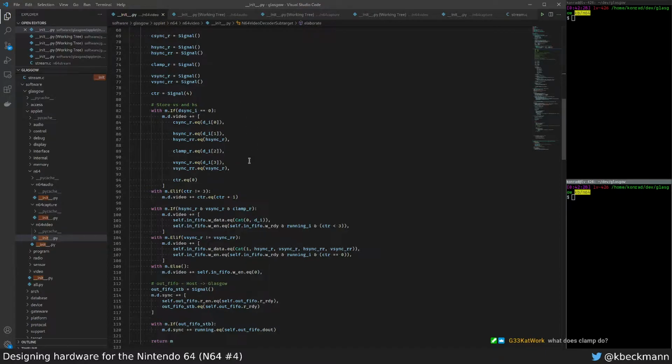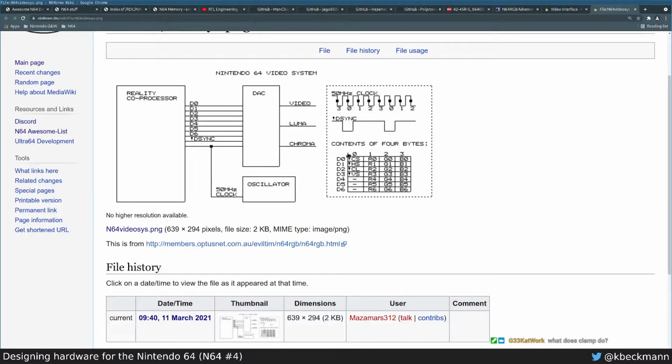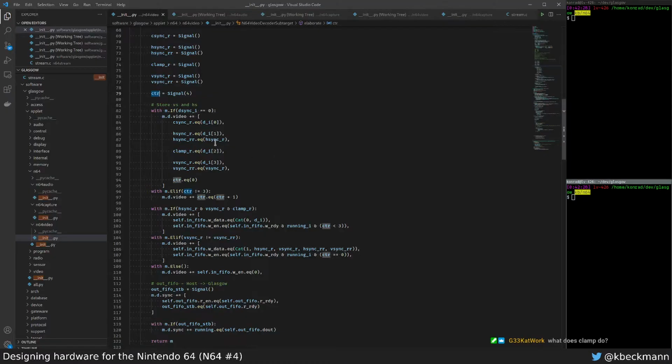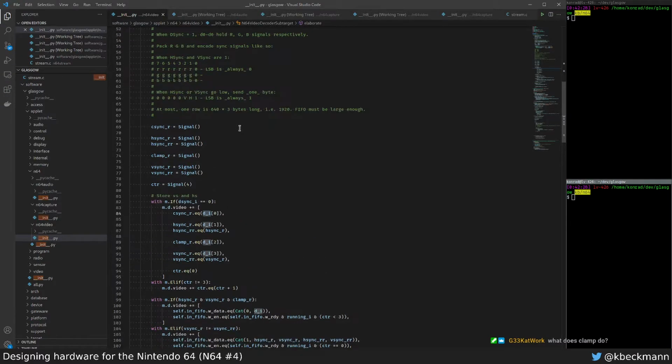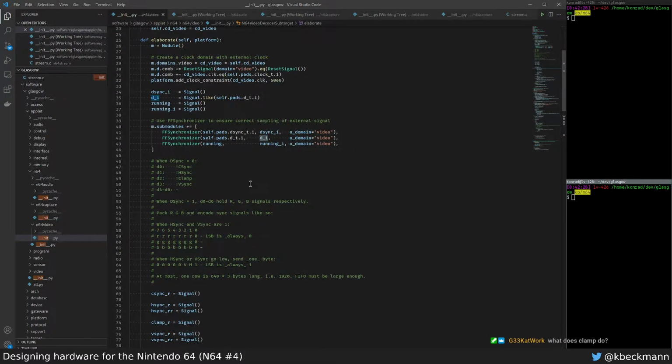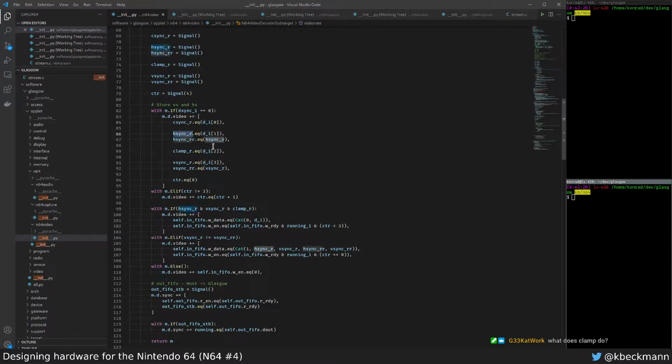I have this counter which just counts up in order to figure out where in the sync phase we are. Then I unpack the sync signals from the data. DI is the safe-to-read data bus, and I store those. I also store the old sync so that I can discover when the sync changes, essentially.